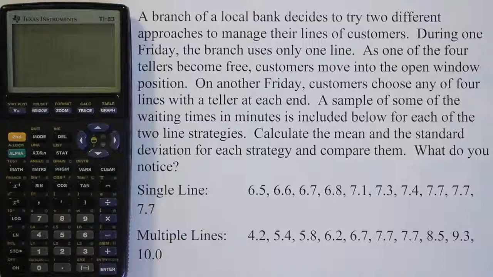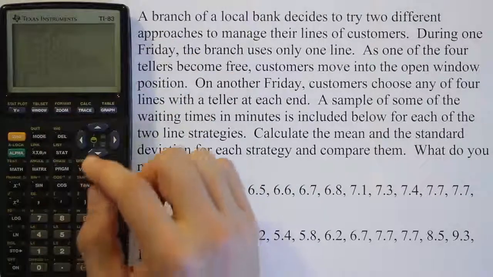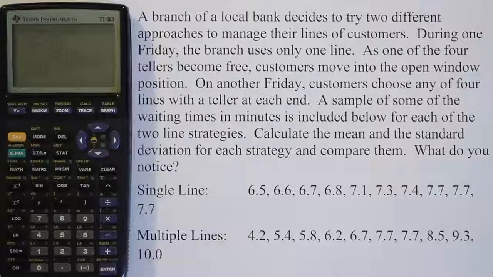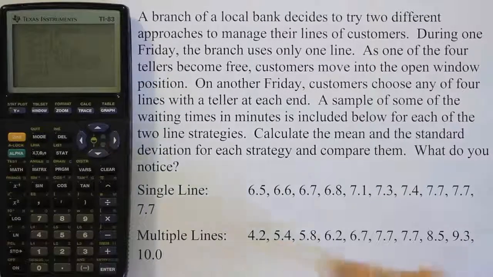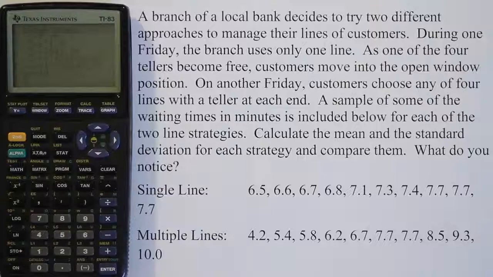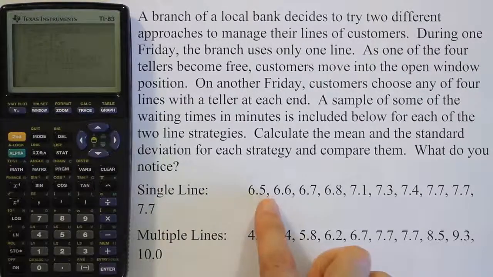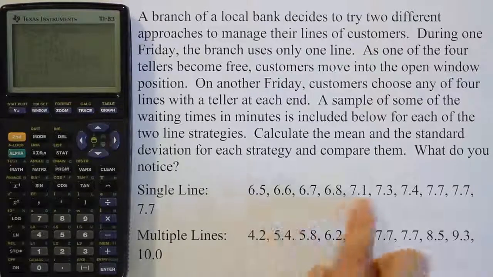I'll get my results. Now you can see the mean is the same, it's 7.15, but the standard deviation is quite different, it's 1.82. This multiple line has a much greater standard deviation. The other one had a 0.4-something standard deviation. This is a 1.8-something standard deviation. So this is a lot more variation, and that means that we'd actually prefer the single line, because in other words, they have a more consistent wait.